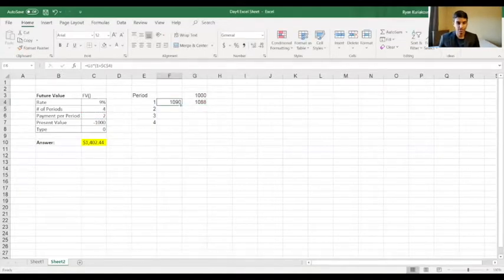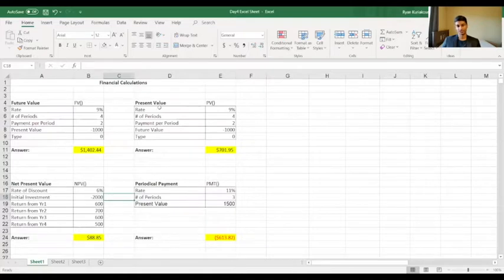And then we should see that if you do this over 4 years, it should give us the same answer, 1,402.44 rounded to 2 decimal places. And that essentially shows you how your money is growing, even though you're taking out $2 at the end of each period.